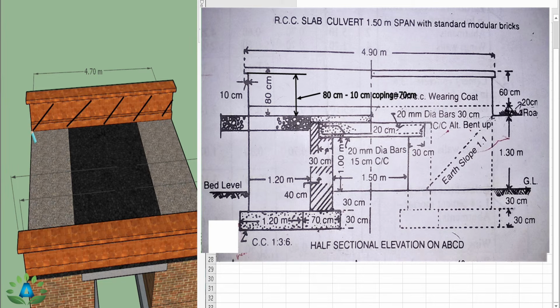And we have this length from this side to this side is 4.7 meter, that we have already calculated by 4.9 minus 2 times the coping of 0.1 is 4.7. So we can easily write that length is 4.7 and height is 80 centimeter.